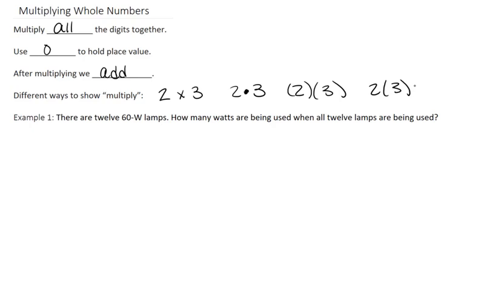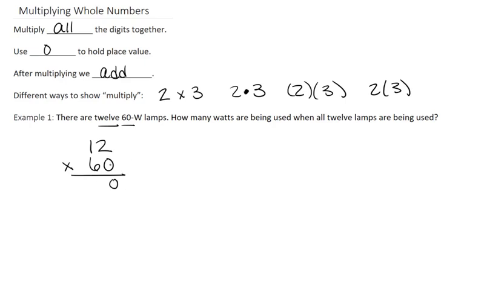There are 12 60-watt lamps. How many watts are being used when all 12 lamps are being used? So for this problem, we will need to multiply 12 and 60 together. So how we do this is we put the 12, and then we can go ahead and place the 60 below. And so when we multiply 0 by any number, it's equal to 0.